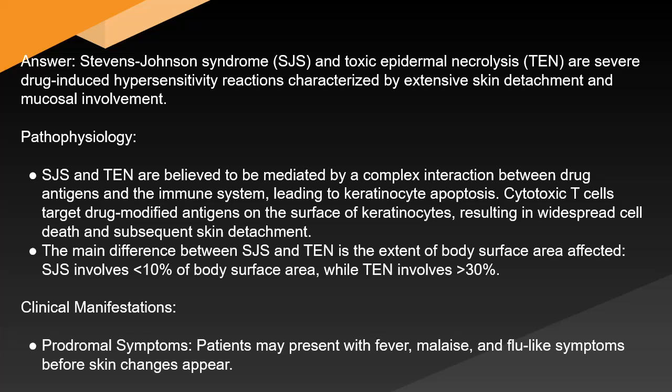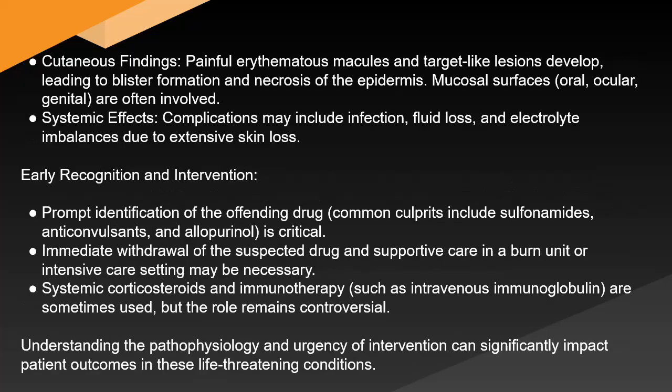The main difference between SJS and TEN is the extent of body surface area affected. SJS involves less than 10%, TEN more than 30%. Clinical manifestations: prodromal symptoms: patients may present with fever, malaise, and flu-like symptoms before skin changes appear. Cutaneous findings: painful erythematous macules and target-like lesions develop, leading to blister formation and necrosis of the epidermis. Mucosal surfaces, oral, ocular, genital, are often involved. Systemic effects: complications may include infection, fluid loss, and electrolyte imbalances due to extensive skin loss.